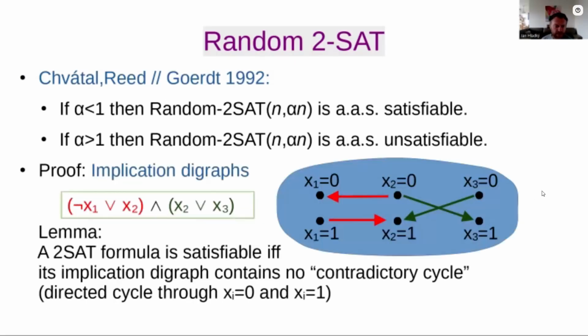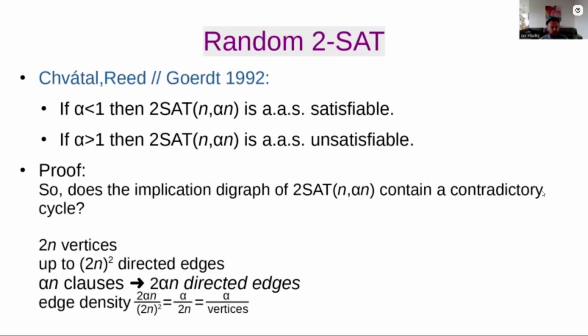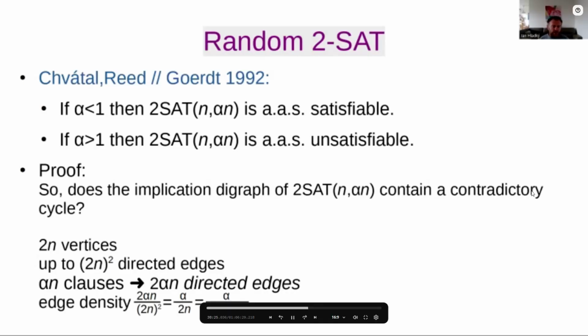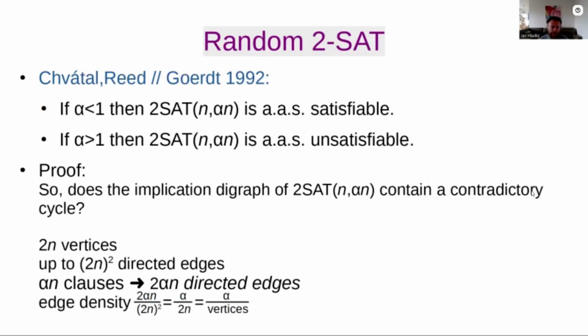Okay, so so far we had a purely deterministic construction. There was nothing where we used some properties of randomness. So does the implication digraph of 2-SAT contain a contradictory cycle with high probability or with low probability? So what's the setting? Well, your implication digraph has 2n vertices, and hence it has up to something like (2n) squared directed edges.